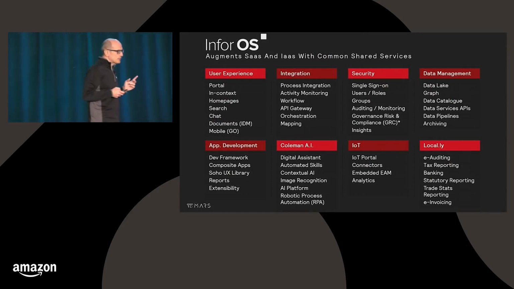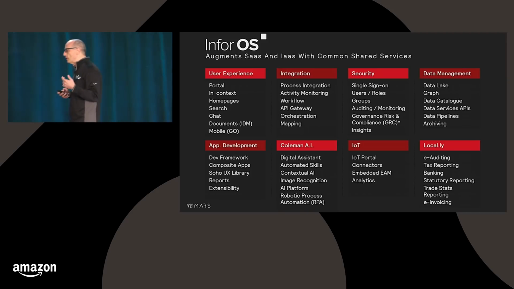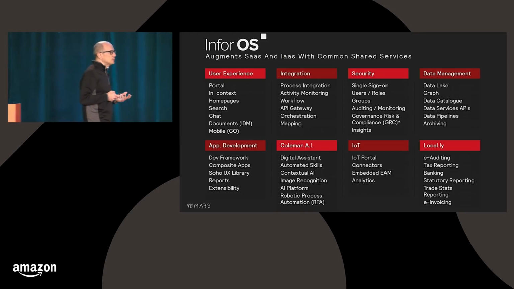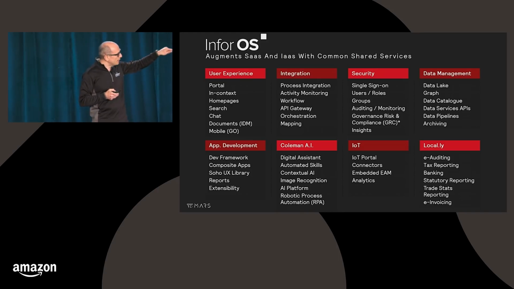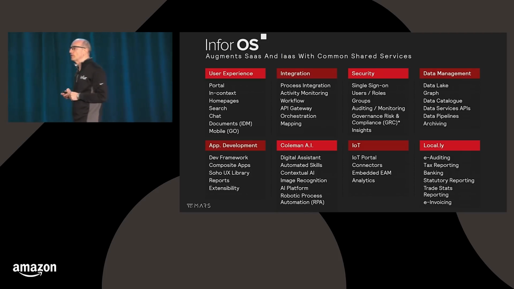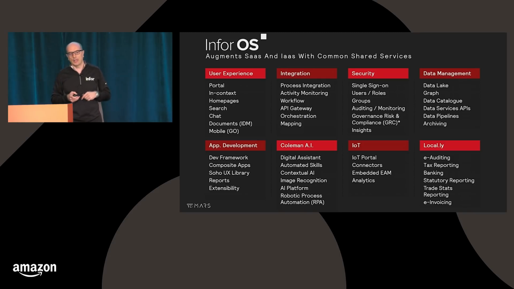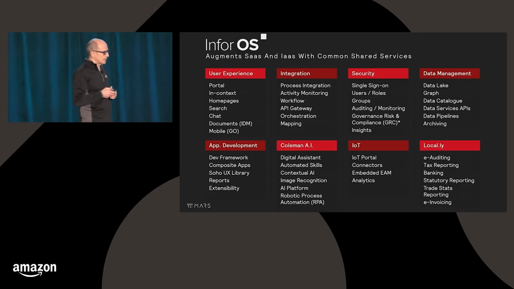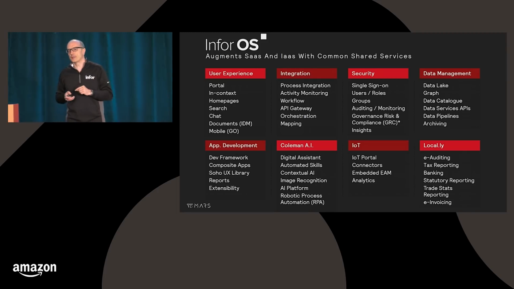The Infor OS provides all these common services. So we have a common portal, a common integration platform. We have an API gateway. We have a data management solution. So we have IoT, and we have all kinds of other services. But one very important for this session is what we call the Coleman AI. And the Coleman AI is really the platform for our artificial intelligence initiatives to deliver to our customers. You're going to see why it's also important to have the other services. And that's actually the key of the presentation.